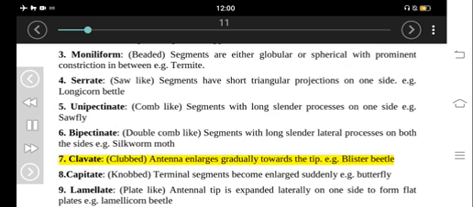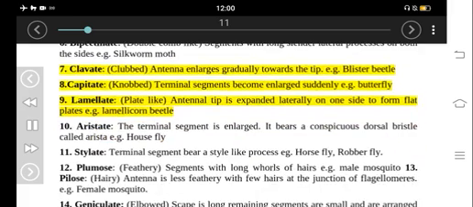8. Clavate. Clubbed antenna enlarges gradually towards the tip, e.g., blister beetle. 9. Capitate. Knobbed terminal segments become enlarged suddenly, e.g., butterfly. 10. Lamellate. Plate-like antennal tip is expanded laterally on one side to form flat plates, e.g., lamellicorn beetle.